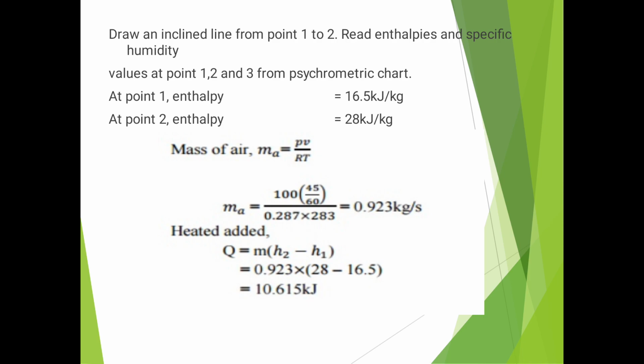That is, the mass of the air is equal to PV divided by RT. Ma is equal to 0.923 kilogram per second. Heat that is added can be determined by using the formula Q is equal to M into H2 minus H1. The value of M is 0.923, into H2 is 28 minus H1 is 16.5. So the value of Q will be equal to 10.615 kilojoule.